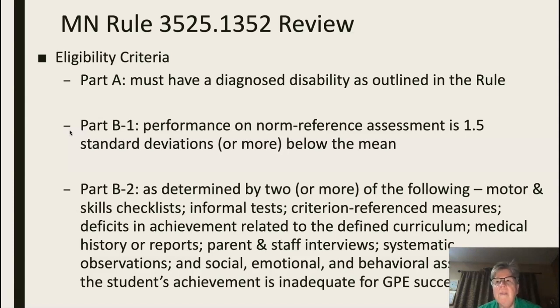So you would go through, as I showed you in the earlier videos, all of the norming tables. You would calculate their percentile rank, you would get their standard scores, and you would see, are they 1.5 standard deviations or more below the mean. Remember that the 7th percentile equates to 1.5 standard deviations below the mean. So you would know by looking at the percentile rank, if it's the 7th percentile or less, they would be eligible as part of this B1 criteria for DAPE services in the state of Minnesota.